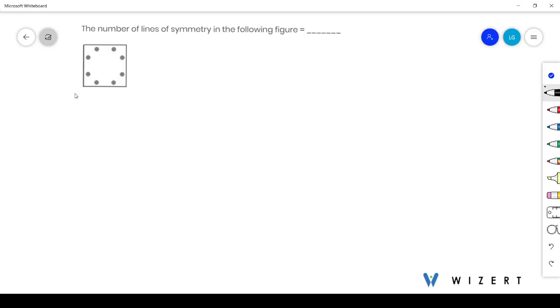Our question is, find the number of lines of symmetry in the following figure, and we have given one figure here. Firstly, let us see what is line of symmetry.